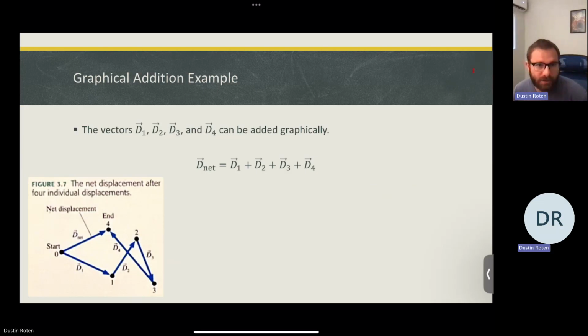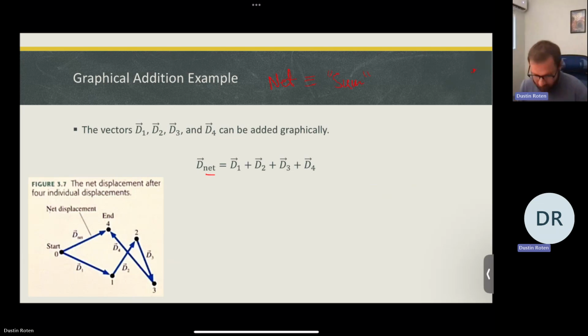Now, we can do this with a bunch of vectors. If we had four different vectors, D1, D2, D3, and D4, and we add those up, we get our net displacement. Remember, net just means the sum. So let's put that up here. Net means, we'll say, defined as sum. Our net displacement from all these displacement vectors is just, we add them all up with tip to tail. So we will start from the origin.